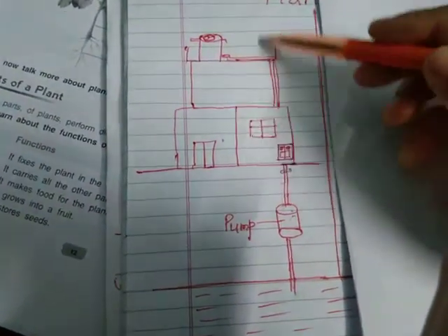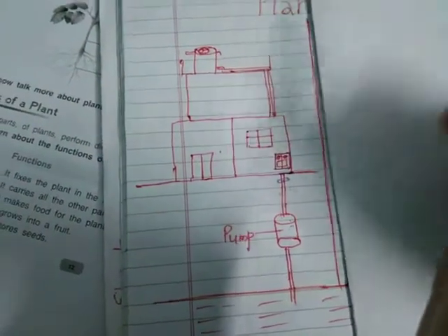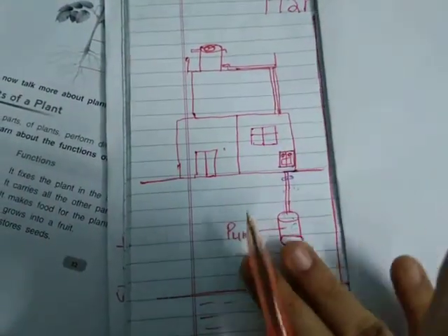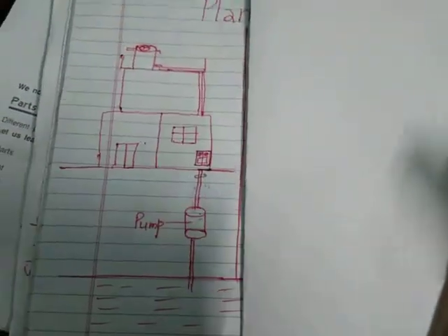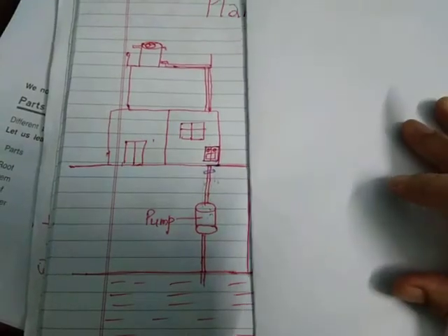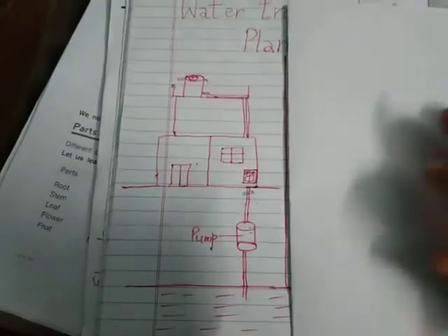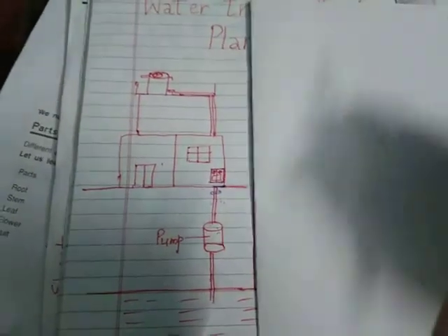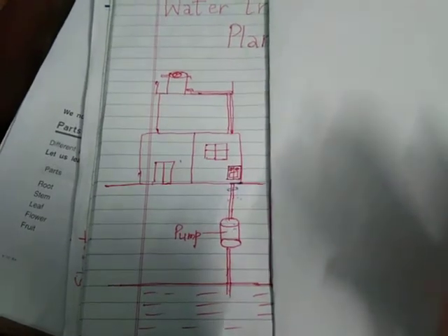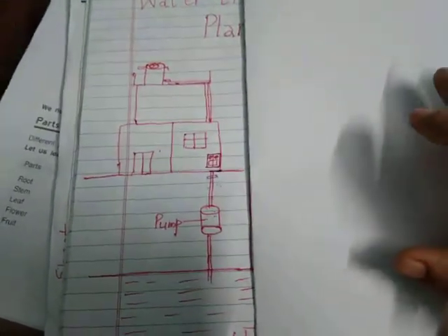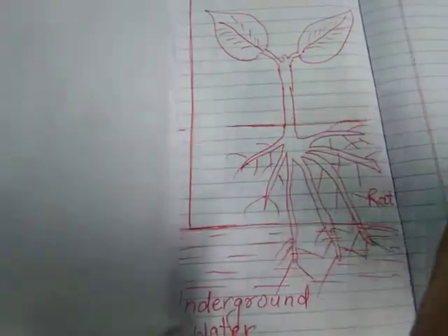Okay, I hope you might have got this. You can understand this very easily when you see your houses, how when you switch on the motor, water comes up and fills the tank. Same is the situation with the plants. Let's see this diagram.